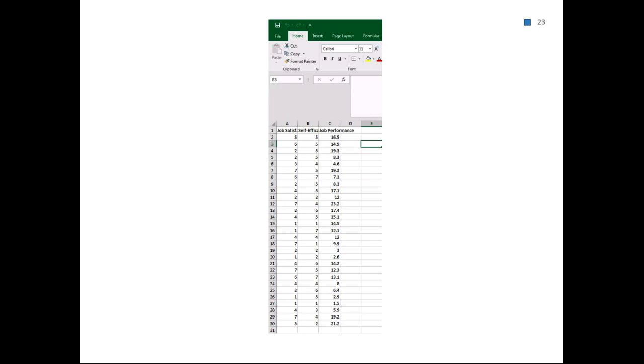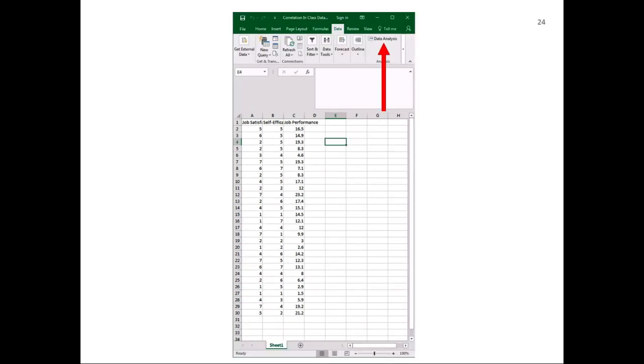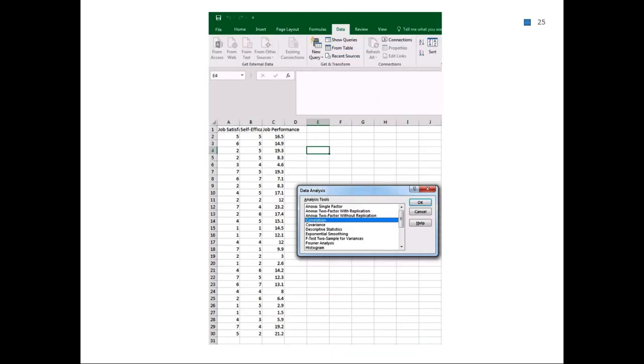And let's say we wanted to calculate correlations between these three variables. So we want to calculate a correlation between job satisfaction and self-efficacy, job satisfaction and job performance, and self-efficacy and job performance. So first off, like everything else, we would go to the Data tab and we would click on Data Analysis. Our window would pop up, and as you probably guessed, we would click on Correlation and push OK.